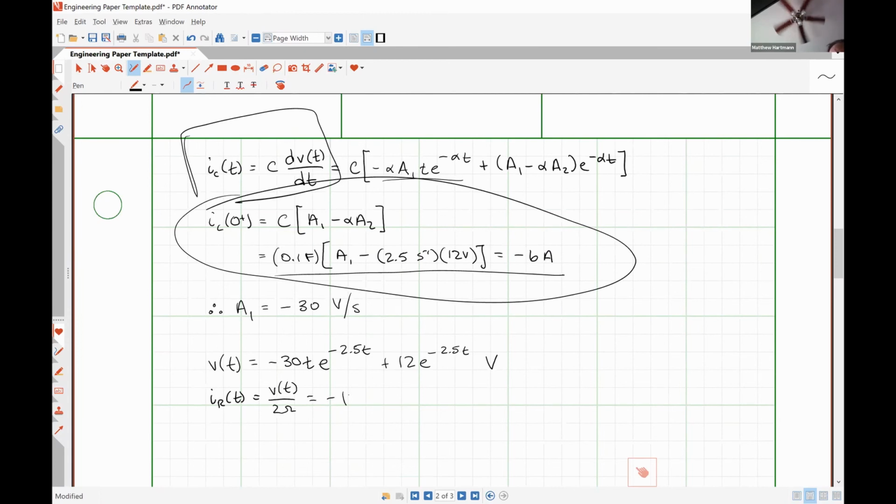So it's going to be negative 15 t e to the minus 2.5 t plus 6 e to the minus 2.5 t amps. So we're never going to be able to solve for a resistor quantity first. We're always going to have to use either our inductor current relationship or our capacitor voltage relationship, and then do a little bit of circuit analysis to figure out what's going on with our resistors.